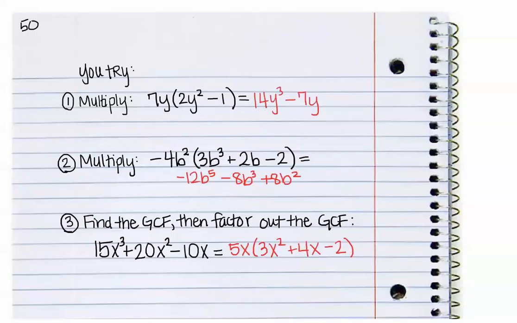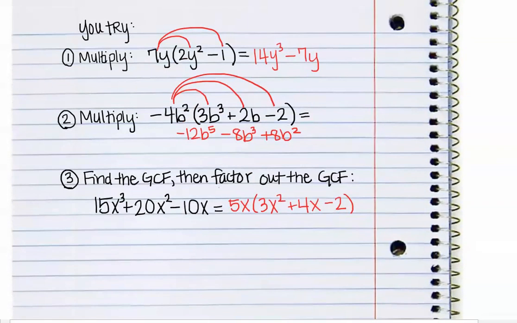Okay, here are the correct answers. Did you get them right? So for the first one, we do 7y times 2y squared would give you 14y cubed. And then 7y times a negative 1 would be a negative 7y. Next, we have negative 4b squared times 3b cubed would be negative 12b to the fifth. Remember, add the exponents. Negative 4b squared times 2b would be a negative 8b cubed. And then last, we have a positive 8. The negatives will cancel, b squared.